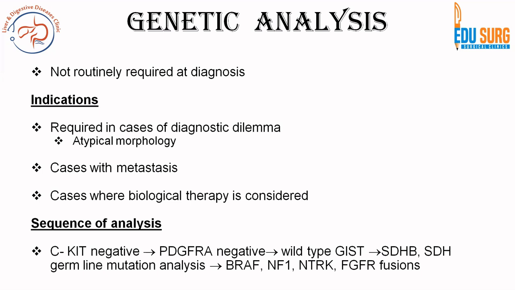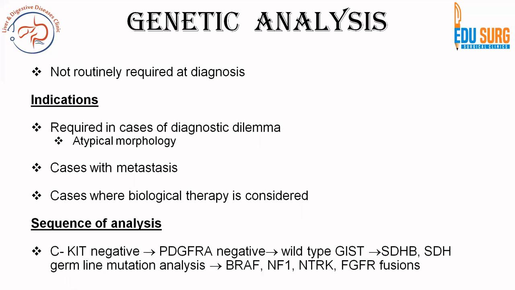When we talk of genetic analysis as a diagnostic tool, it is not routinely required at diagnosis, but in cases where you have atypical morphology on imaging or endoscopy or biopsy, or where you have diagnostic dilemma, or cases where there is metastasis, or where neoadjuvant or adjuvant biological therapy will be required, these are the patients who should undergo mutational analysis. The usual sequence is to first do c-KIT and PDGFRA. If they are negative, it is wild type GIST.